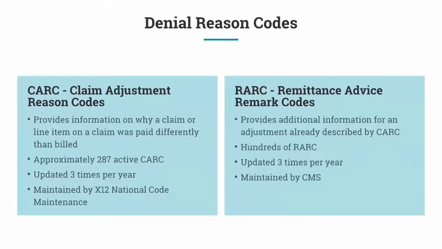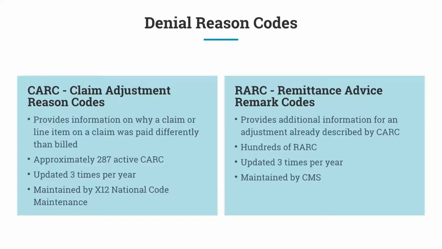Quick overview of denial. I call them denial reason codes. The official name is CARC codes, which are claim adjustment reason codes. These codes provide information on the reason for the denial. They are standardized by HIPAA, and they come on your electronic remit files or your 835 files, and they tell you why that claim was paid differently.